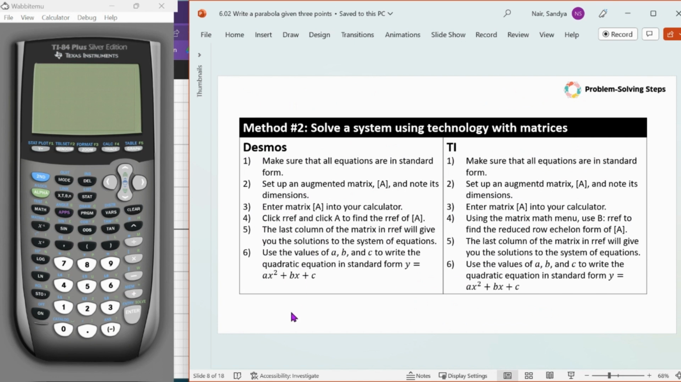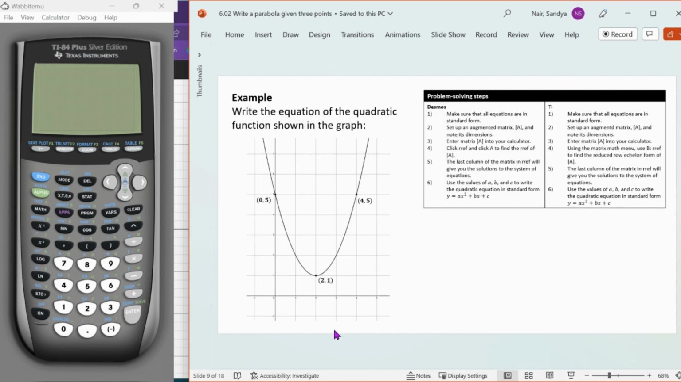Another way to do this is to solve a system using technology with matrices. Remember that you can use this in Desmos or in your TI calculator. I'm just going to do this in the TI because that's what I usually use. But if you want to use the Desmos matrix calculator, I've included those instructions also. We're going to start off with the same process as before. We're going to set up a system of equations, but we're going to solve it a little bit differently.